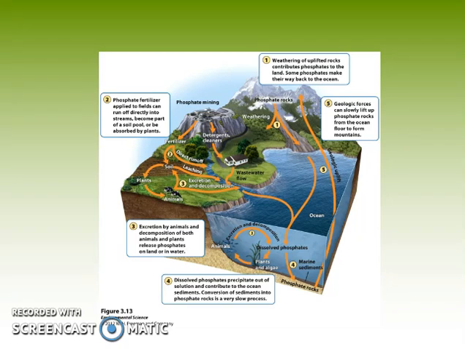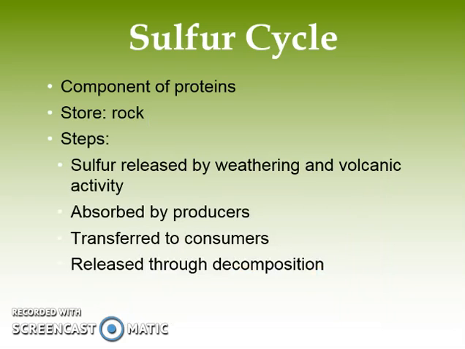So a little drawing of the phosphorus cycle. I'm not going to worry about that. Biggest thing, stored in rocks, not in the atmosphere, no gaseous cycle. And then also excess causes eutrophication in lakes. Those are the biggies.